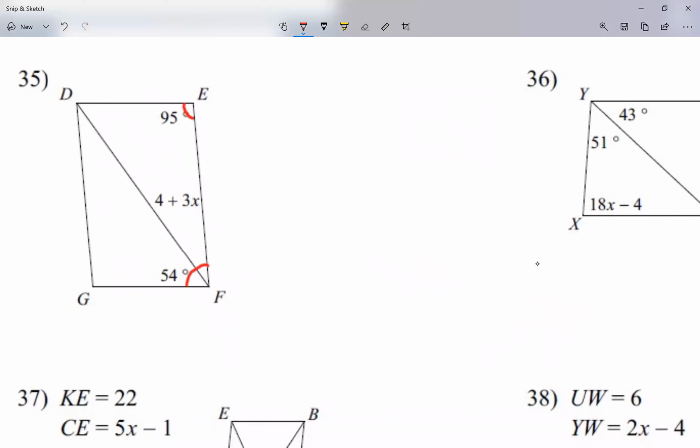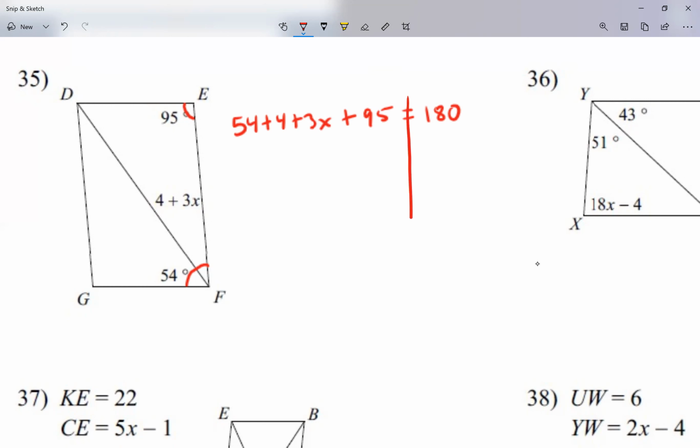Angle E is 95. So when I'm looking at the entire angle F, I'm going to go 54 plus 4 plus 3x. And then let me add angle E, which is 95. I know these two are equal to 180. Remember, adjacent angles add up to 180. The instructions in this one said solve for x. Each figure is a parallelogram, so I'm just going to solve for x.